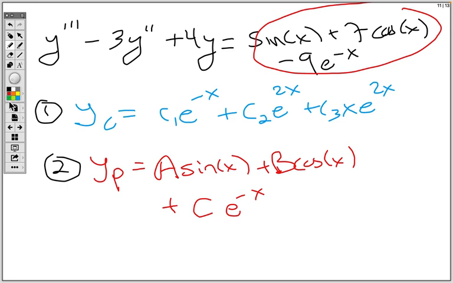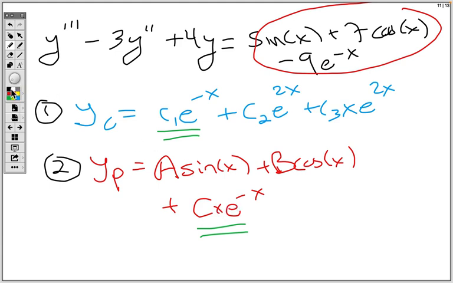But then remember, you want to compare and look to see if anything in your guess is repeated up above. And sure enough, e to the minus x is in the complementary solution. So if I substituted in this yp to figure out these coefficients, and I do the calculus correctly, this e to the minus x term is going to zero out because it's part of the complementary solution. So once again, what do we do when we have duplication? We slap on a what? X. Slap on an x.